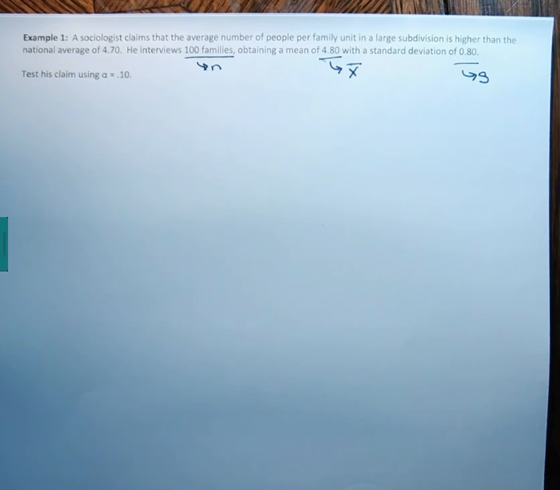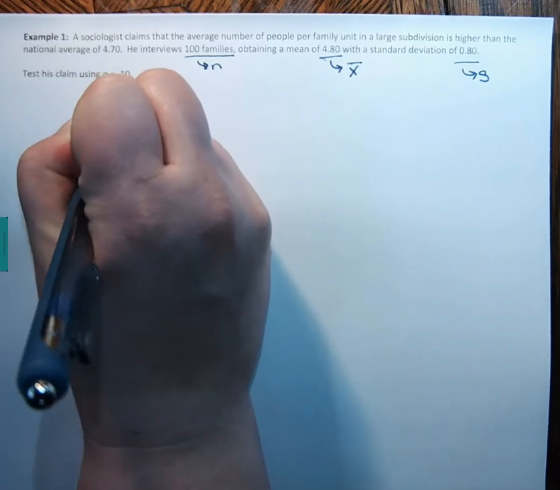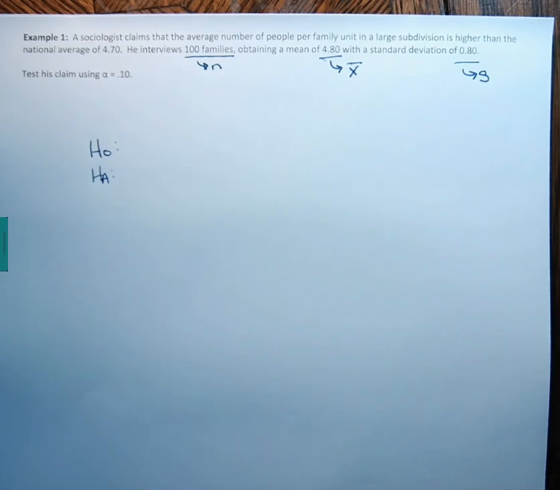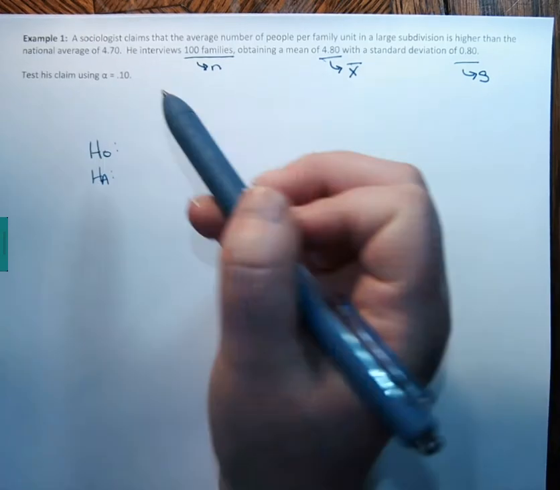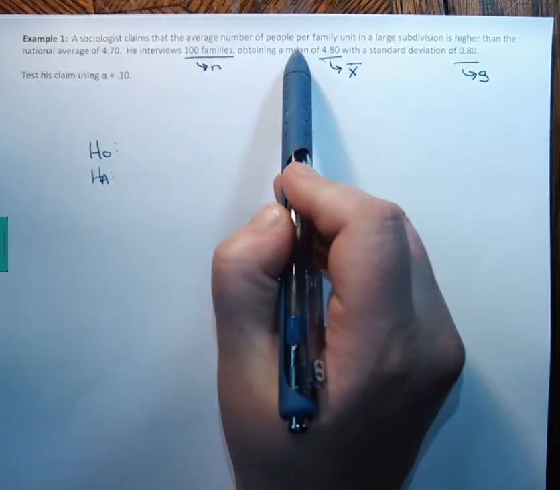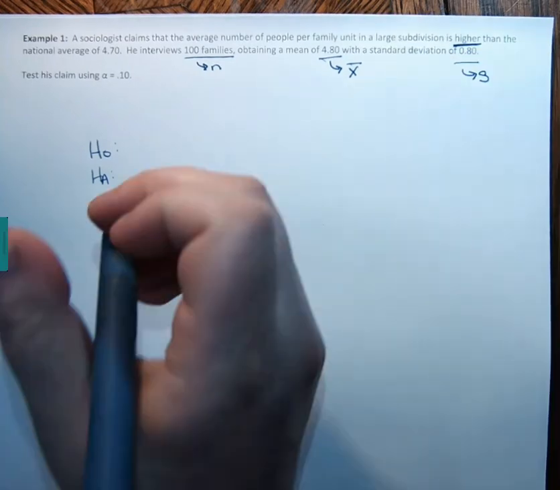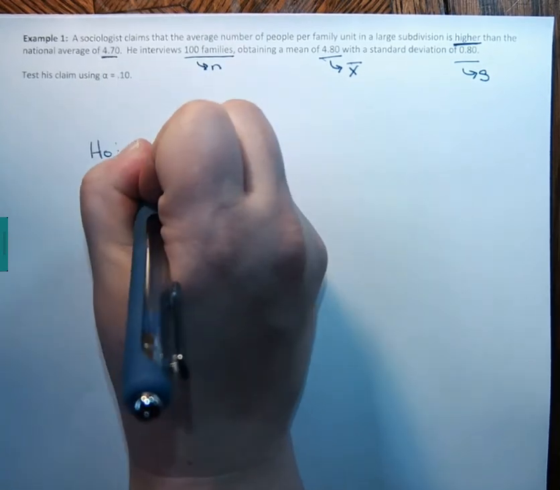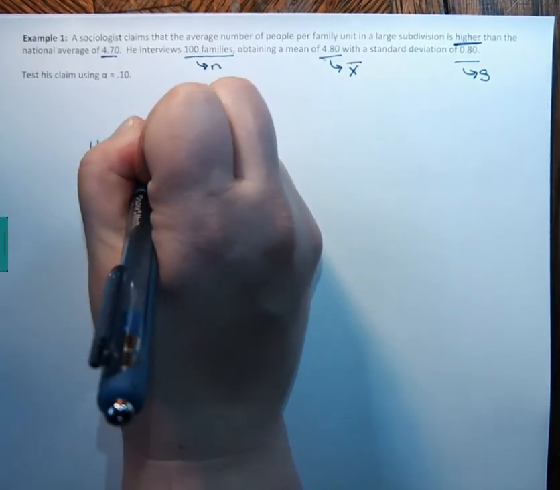All right, so let's set up our hypotheses here. Another thing to note is our sample size was large. We had a sample of 100, so it is appropriate to assume that the central limit theorem is going to hold. So we're going to try to test his claim. Notice he claims that the average number of people per family unit in a large subdivision is higher. So higher is going to be our key word here. In other words, we're going to try to prove that the population mean is greater than the national average of 4.7. And then under the null hypothesis, we're going to have that mu is equal to 4.7.